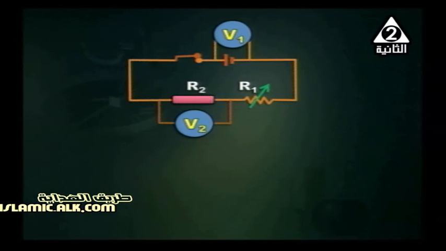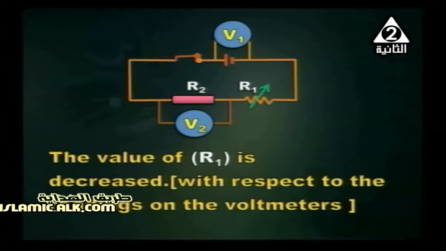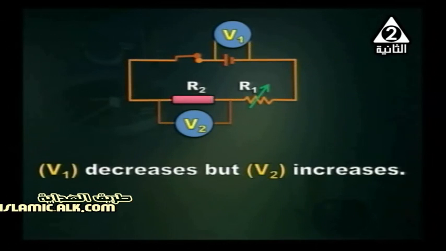In front of you, what happens when the value of R1 is decreased with respect to the readings on the voltmeters? As a matter of fact, we've got 2 voltmeters. Voltmeter 1 is located across the 2 terminals of the battery, and it measures terminal voltage. V2 measures the voltage across R2. And the value of R1 was decreased. V1 decreases, but V2 increases.